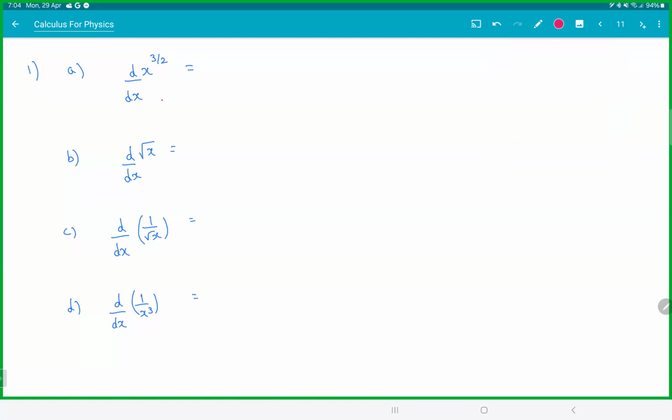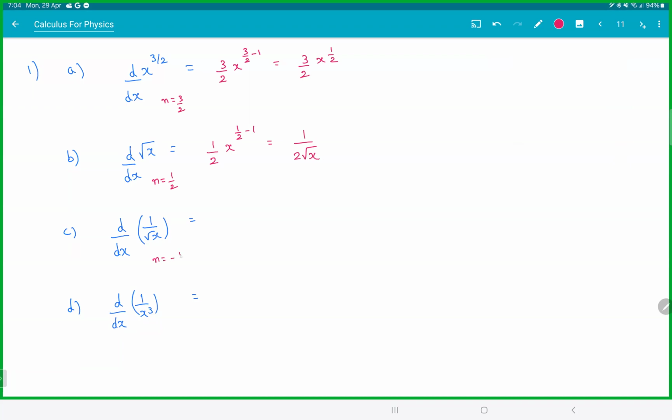Remember the x power n formula? So n is 3 by 2: 3 by 2 x power 3 by 2 minus 1, that is 3 by 2 x power half. Root x is x power half, so n is half. So half into x power half minus 1, which is 1 by 2 root x.